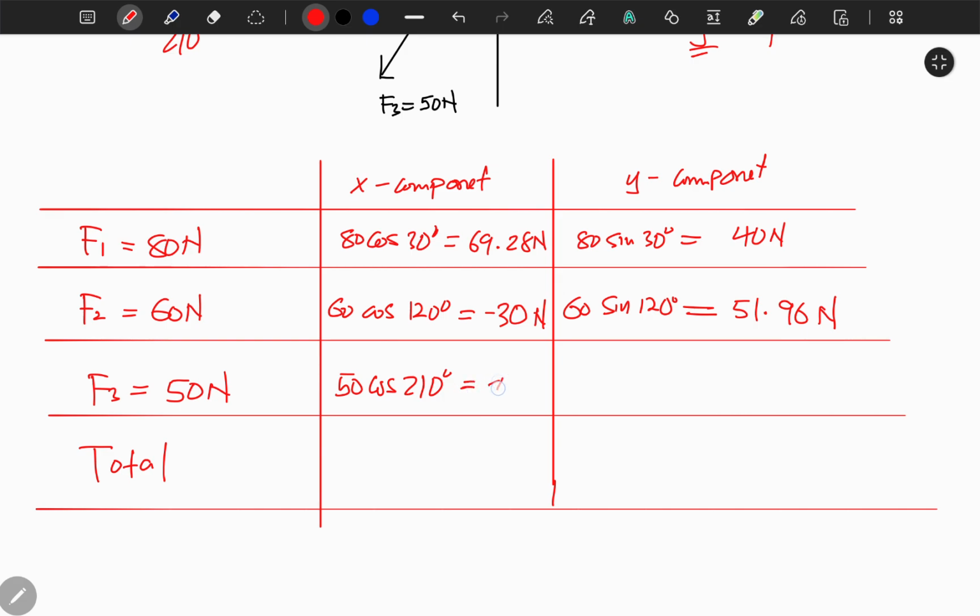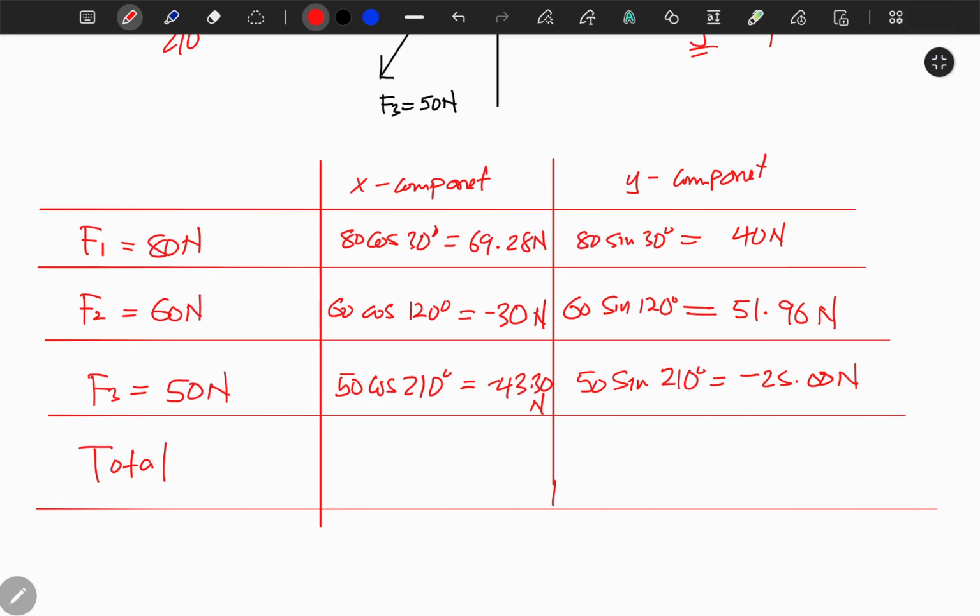This will be negative 43.30 newtons. Then here we come, 50 sin 210. I'm getting negative 25.00 newtons. All right. So we've done everything. So let's add all the components in the x. We add all the components in the y. Then we'll be safe.